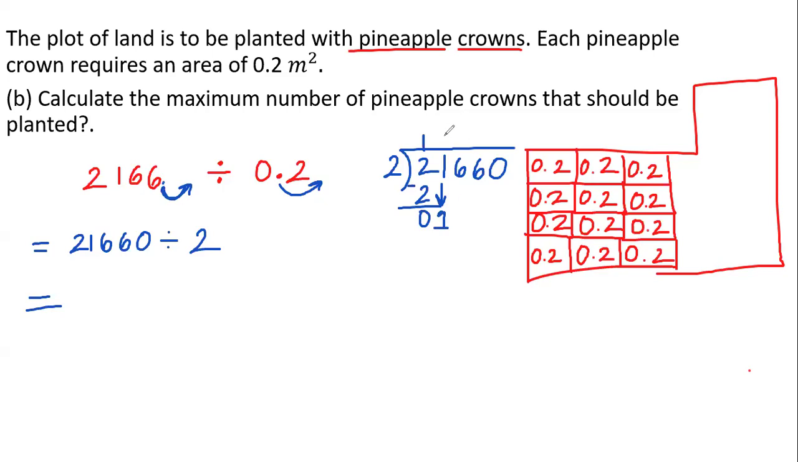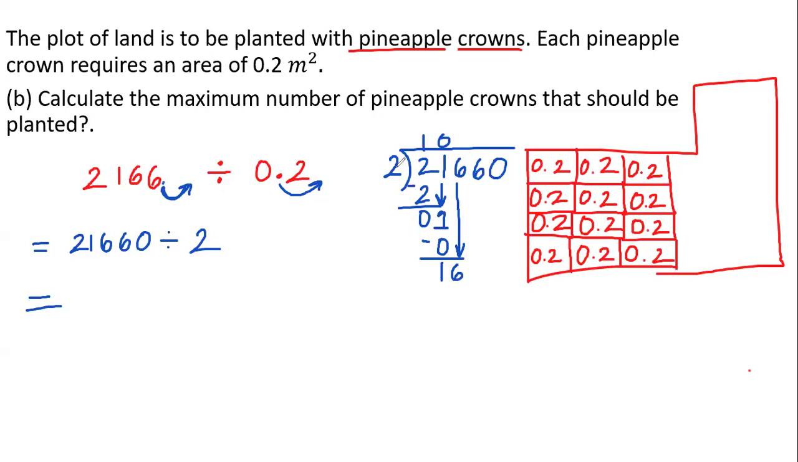0 times. Bring down the 6. How many times does 2 go into 6? Wait, I did something very bad. I supposed to subtract this. This becomes 1. Now I'm going to bring down the 6, to turn into 16.